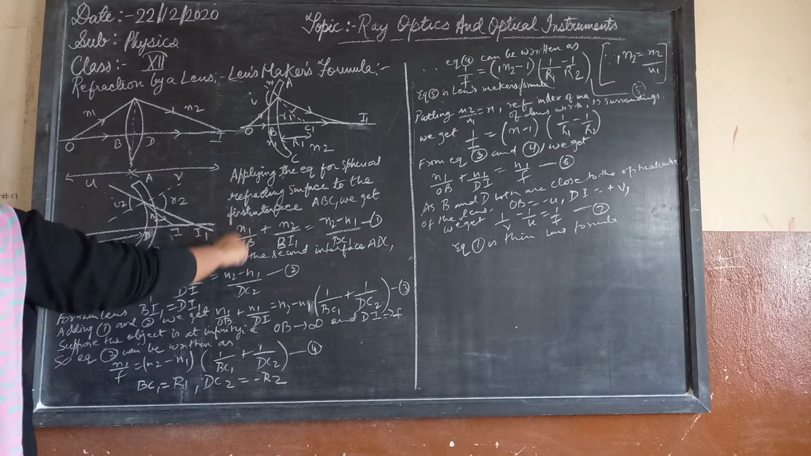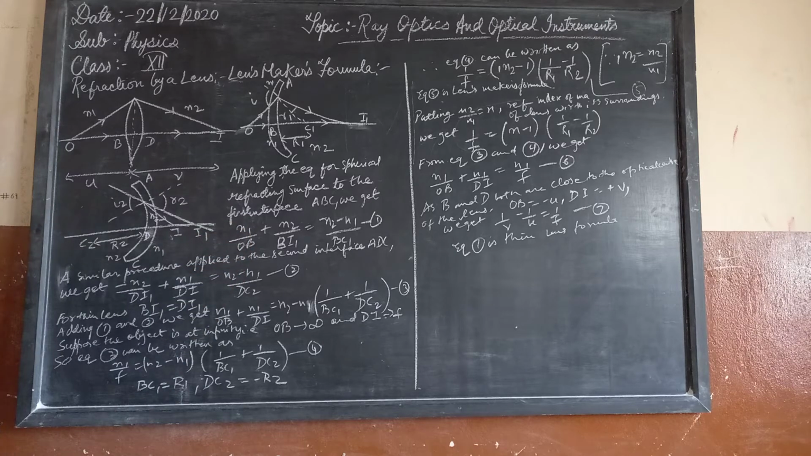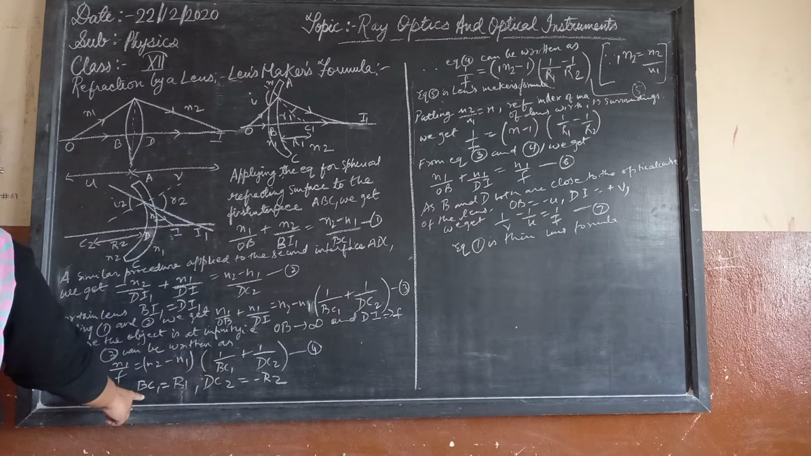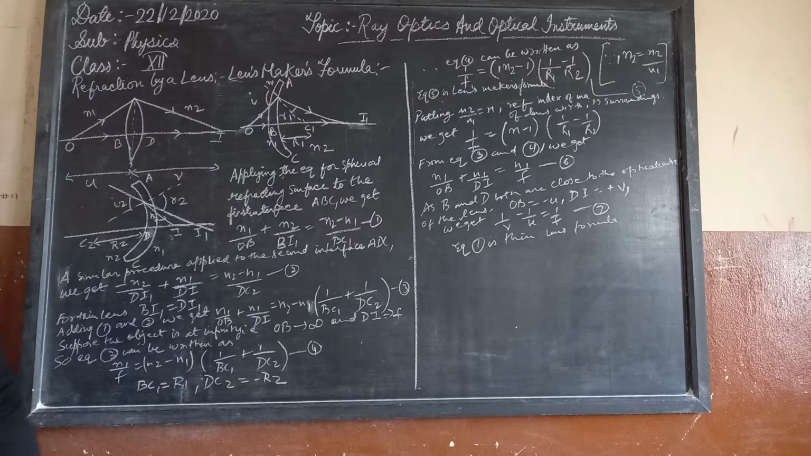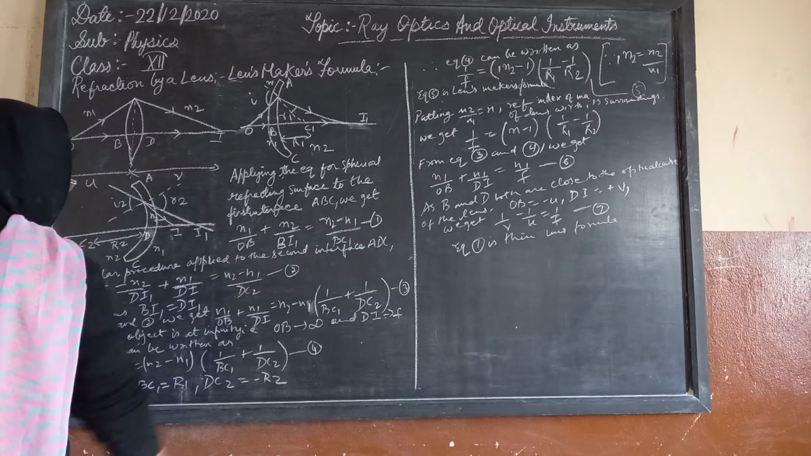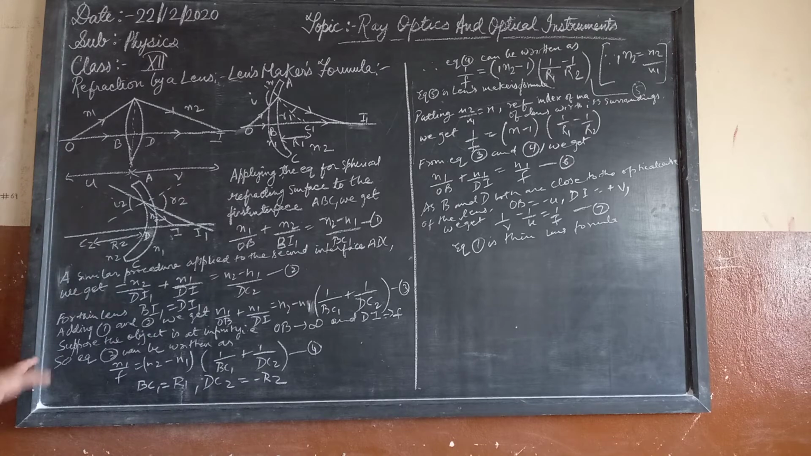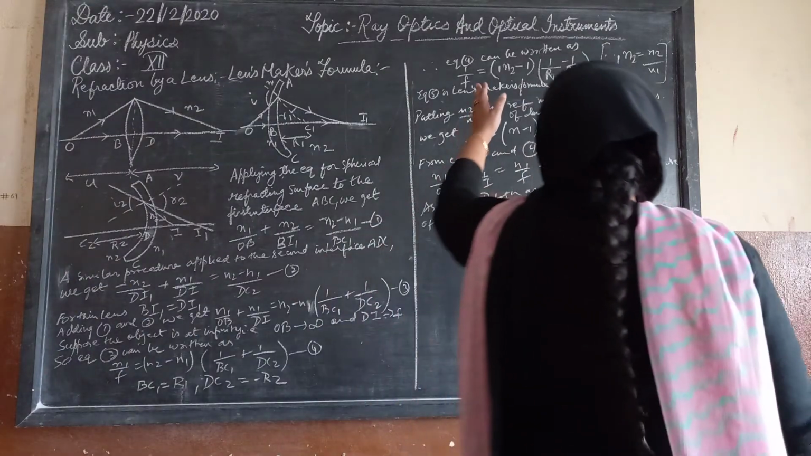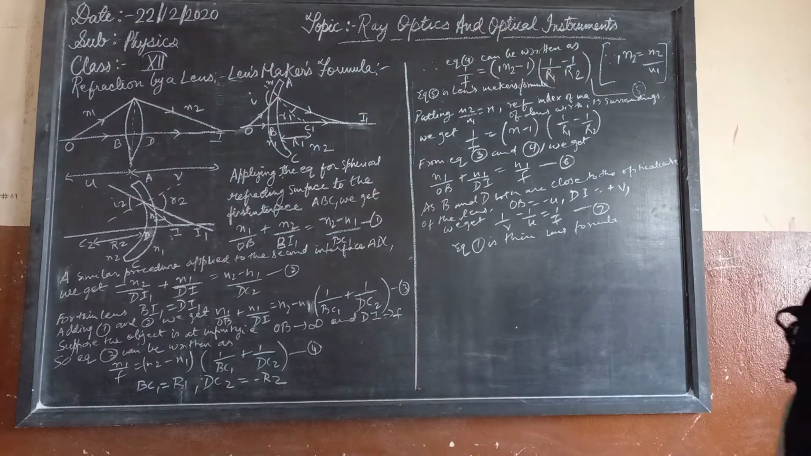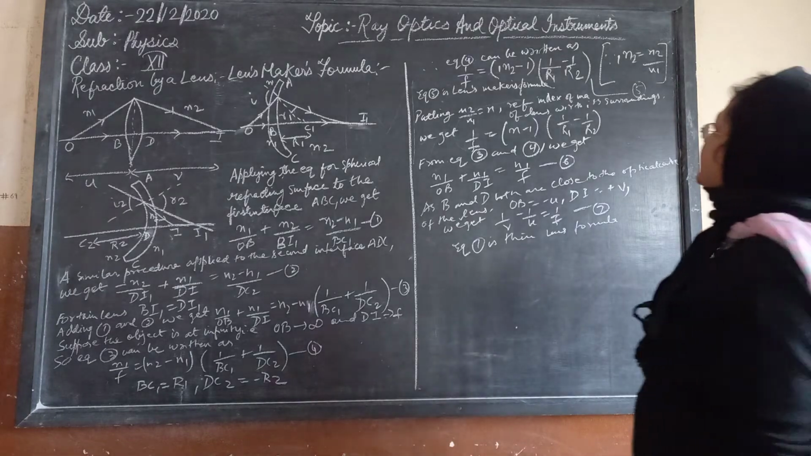We are taking equation number 1 and 2. If we add these two, we will get this particular value, and it is given here. So BC1 is equal to R1 and BC2 is equal to minus R2. Substitute these two values in this equation. Equation number 4 can be written as 1 upon F equals N2 upon N1 minus 1.